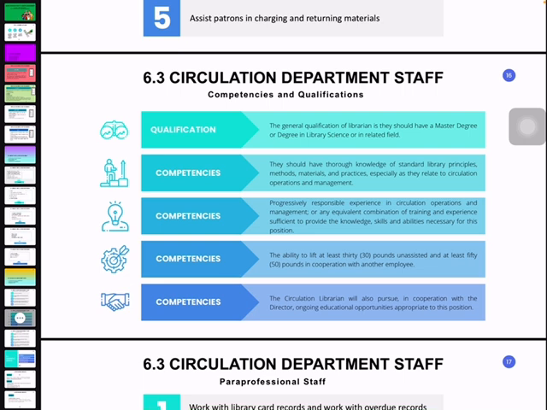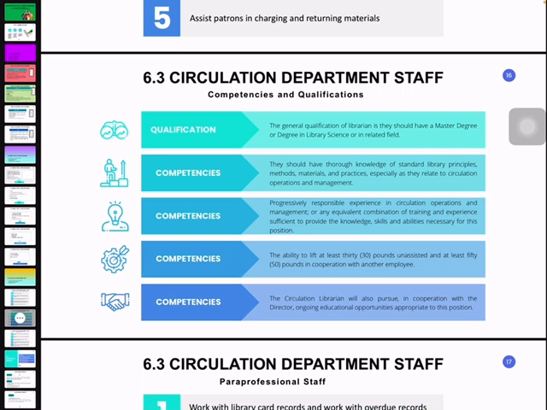And then competencies. Librarian should have thorough knowledge of standard library principles, methods, materials, and practices, especially as they relate to circulation, operations, and management. Jadi, bila you jadi circulation librarian, you kena tahu all of the things, all of the approaches, all of the methods, all of the policies and procedures related to the circulation department. Then, librarian needs progressively responsible experience in circulation operations and management or any equivalent combination of training and experience sufficient to provide the knowledge, skills and abilities necessary for this position.